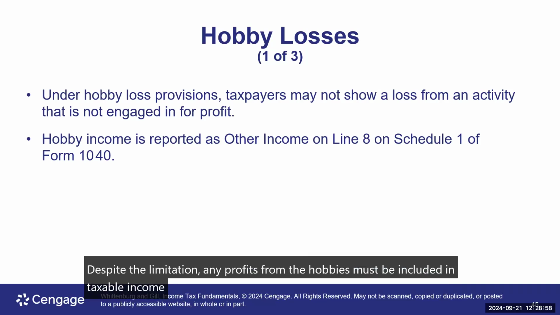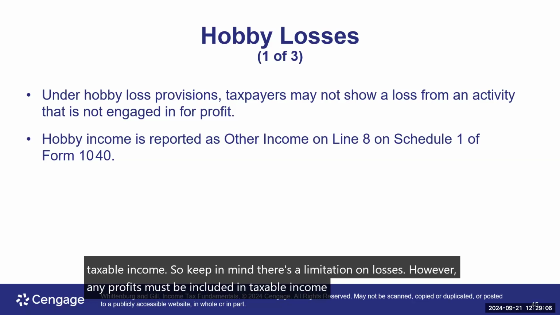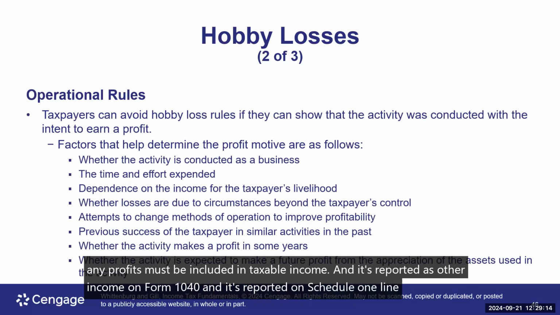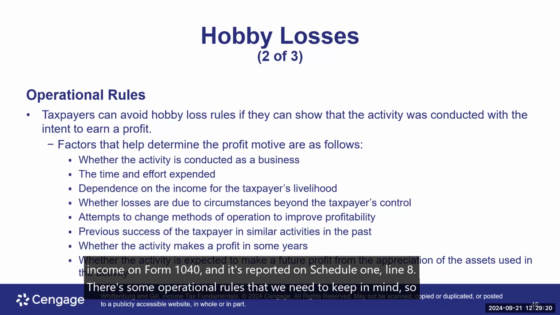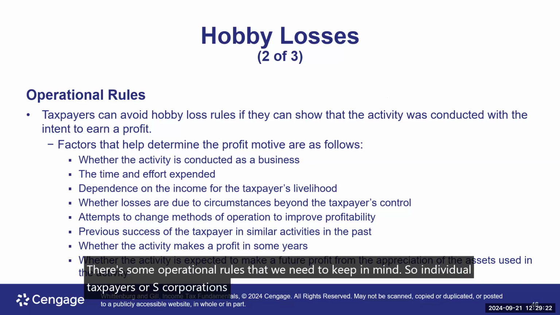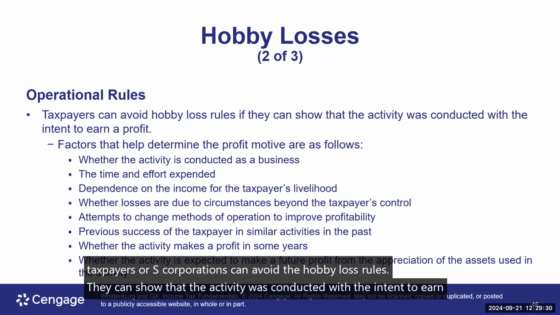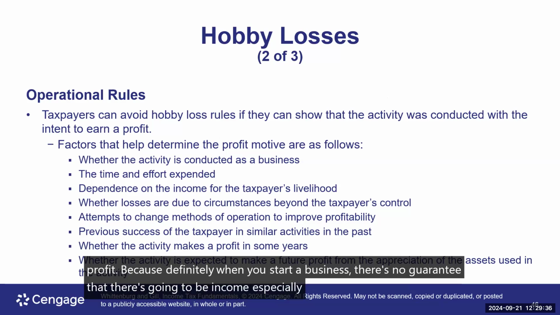So keep in mind, there's a limitation on losses. However, any profits must be included in taxable income, and it's reported as other income on Form 1040, on Schedule 1, line 8. There are some operational rules that we need to keep in mind. Individual taxpayers or S corporations can avoid the hobby loss rules if they can show that the activity was conducted with the intent to earn a profit, because when you start a business, there's no guarantee that there's going to be income, especially when you're first starting up. You might have a loss.